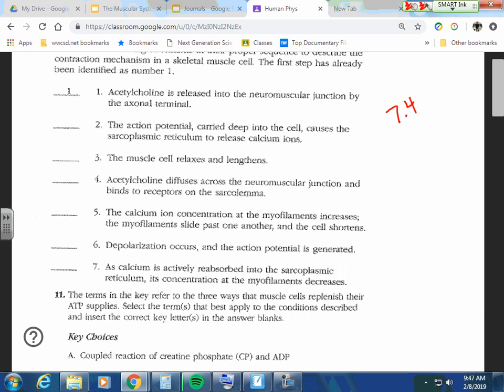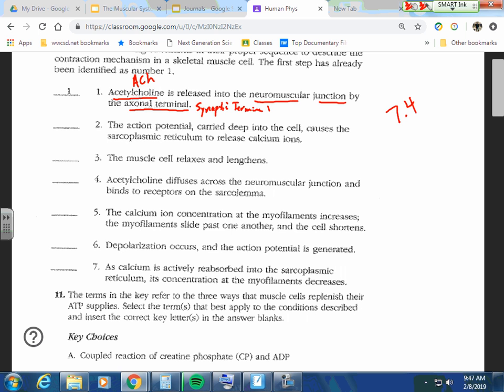Keys to success. Yes, Chance. Thank you. All right, so the first step is acetylcholine, which is really just referred to as ACH, is released into the neuromuscular junction. We did talk about that, where the neuron meets the muscle. We did mention axonal terminal, although in the notes I referred to that as synaptic terminal. Same thing though. So this ACH gets released.